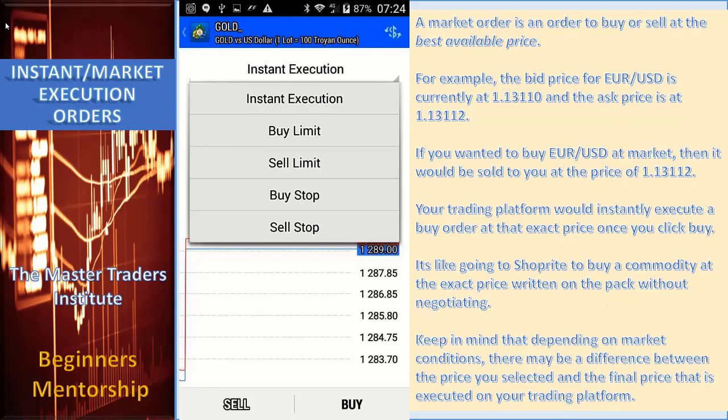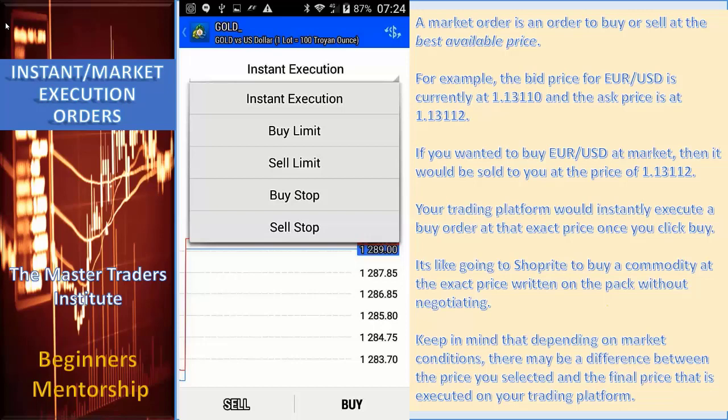You want to buy Euro USD Nigerian Naira, which is currently 510. So you don't want it to go down or go up. You want to buy it right now at 510. That is instant execution. So that is exactly what it can be likened to. Go to the supermarket, take a look at what they have and buy. If you are okay with the price, you buy. If you're not okay, you go home.